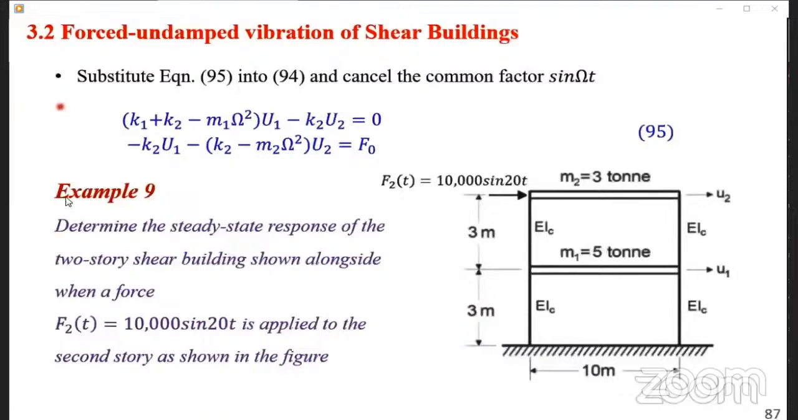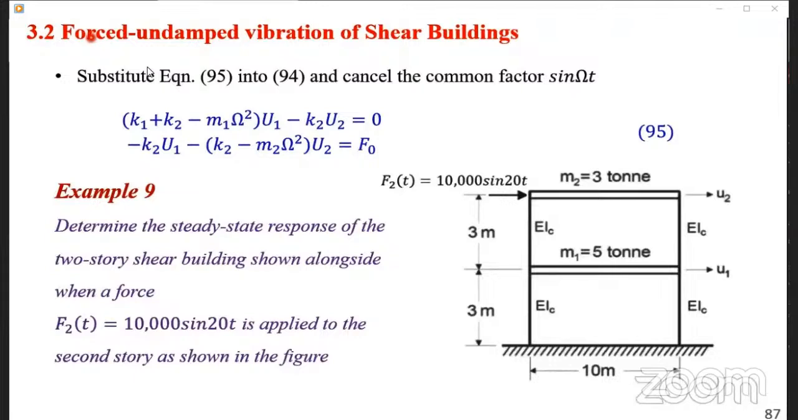What you just need to do is substitute the solution, equation 95, into the problem, and cancel the common factors. You're going to get equation 96 as the steady state response. I've highly summarized, because we did step-by-step solving in the previous sessions, so it's not necessary to keep repeating the same. But you should be able to just substitute and come up with this equation. It's very easy.